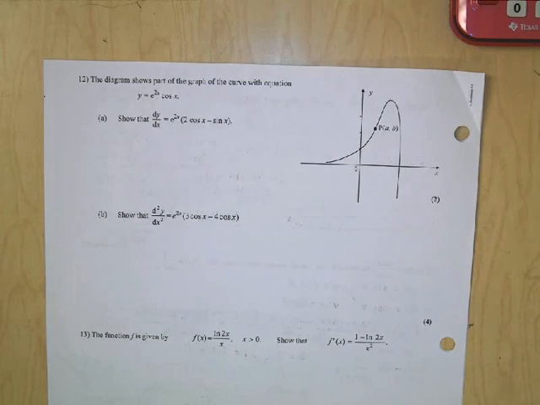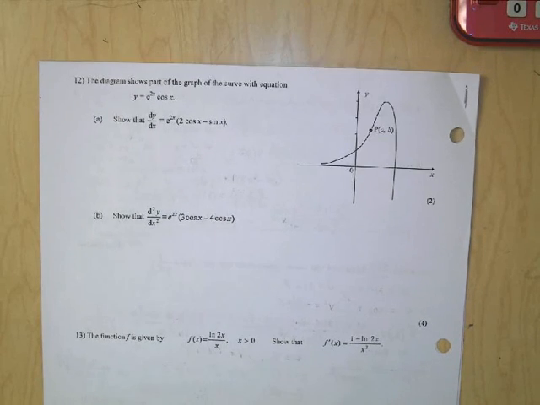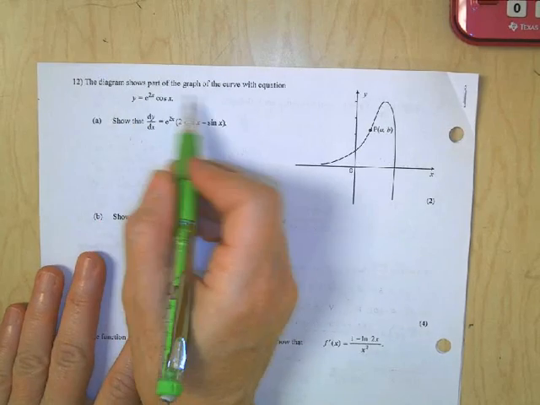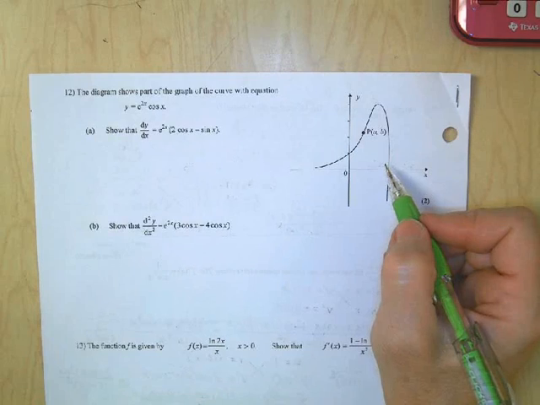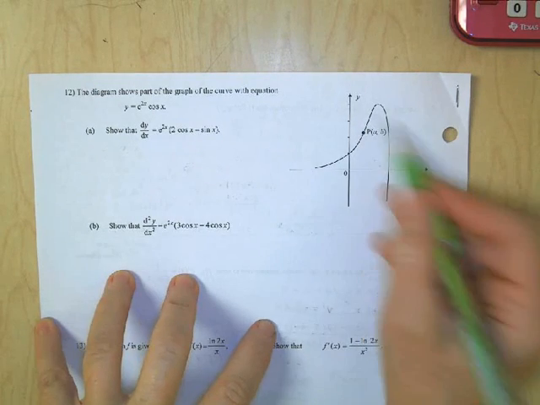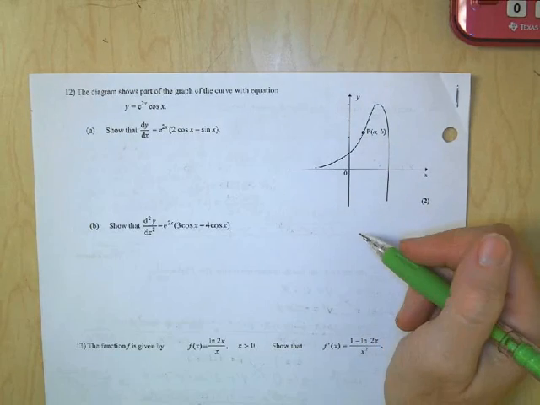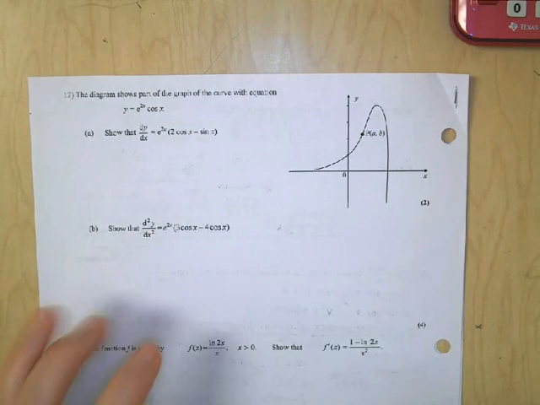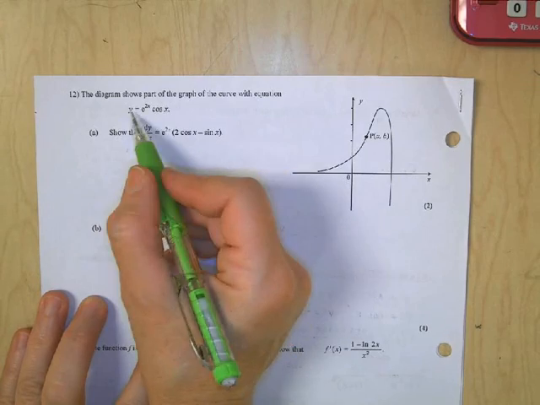All right, I'm skipping to number 12 because number 11 we did in our jigsaw. All right, so the diagram shows part of the curve. By the way, I took off the questions that have to do with the graph. So all you had to do on this problem is ignore the graph and just find your derivatives. They want us to show that the derivative of this equals this.